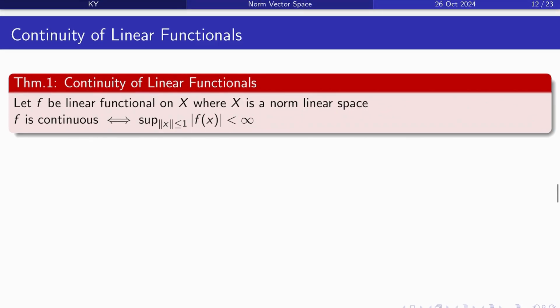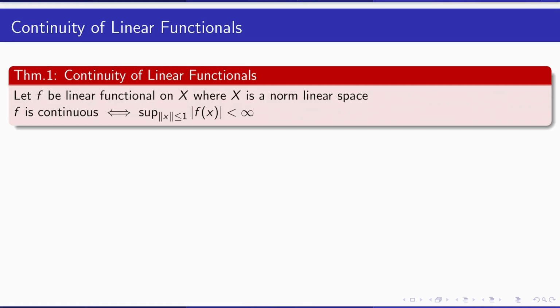What this theorem is basically telling you is that it gives you a condition. If your function is linear and defined on a normed linear space, you can check whether the function is continuous by checking that the supremum, the least upper bound, of your function over the set of vectors that have unit length 1 is finite. This is a bit hard to think of, but I'll show you a visual way to understand this.